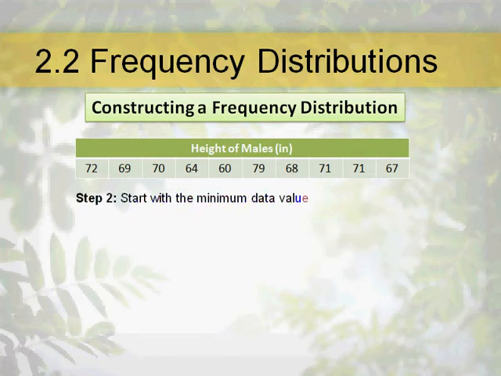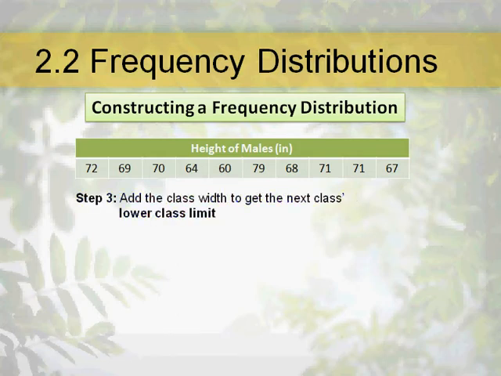The second step is to use the minimum value as the lower class limit of the very first class. So in our case, we start with 60. Third, to get subsequent lower class limits, add the class width, which we just calculated in step 1. 60, 65, 70, and 75.